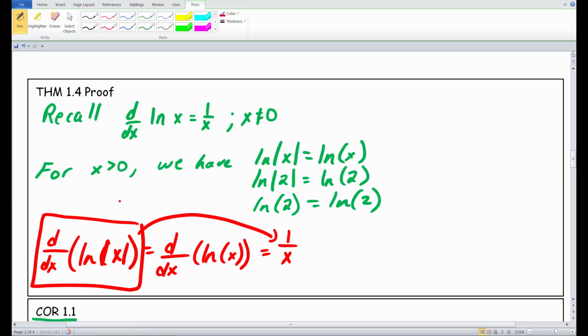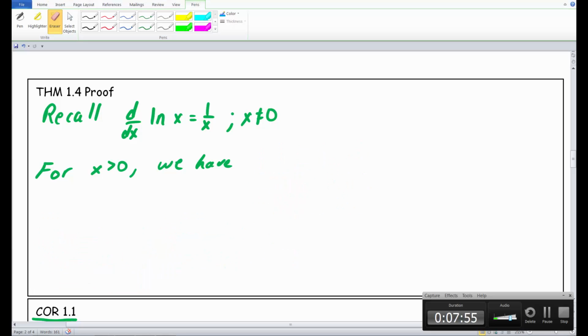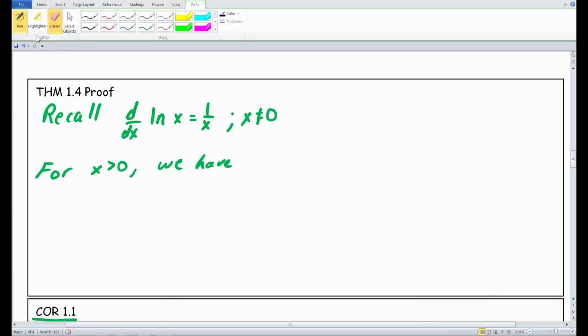Taking this one step further, because right now we've only seen the case where x is larger than 0, let's see the case where maybe x is less than 0. Now this is where things get a little bit more tricky. I'm going to go ahead and erase this for a moment. Now we're working under the assumption that x is going to be less than 0. And as a result, the natural log of the absolute value of x is equal to the natural log of negative x.